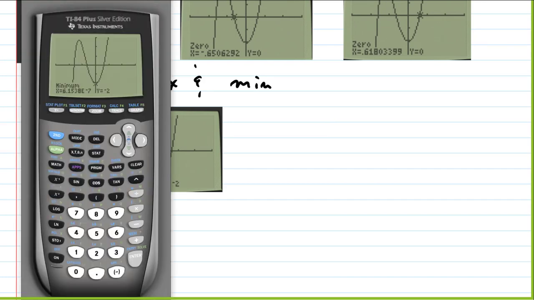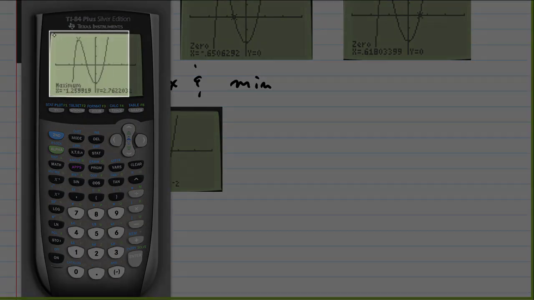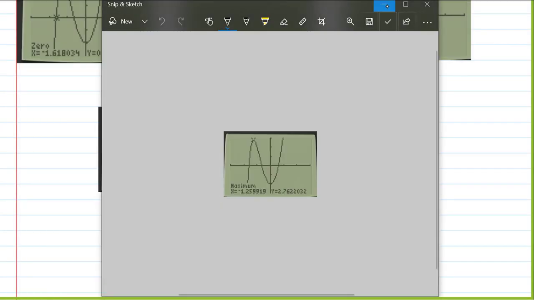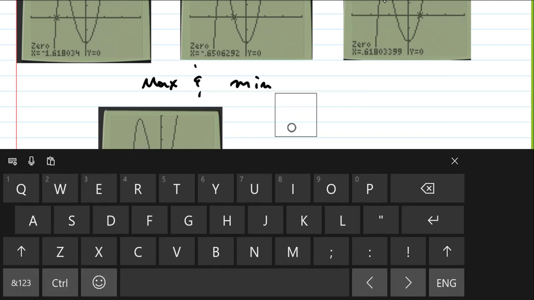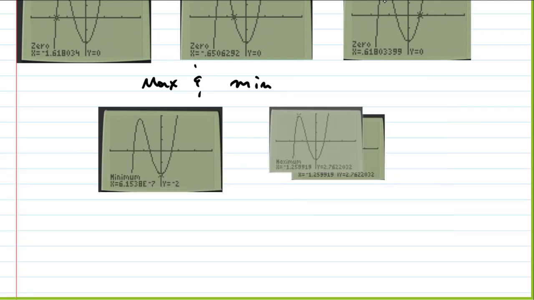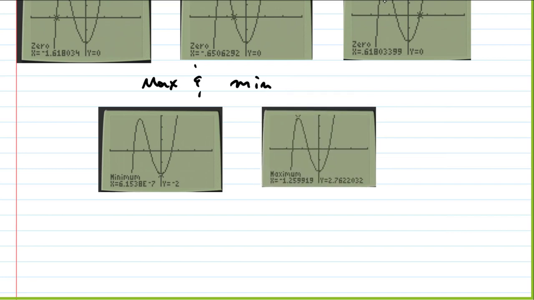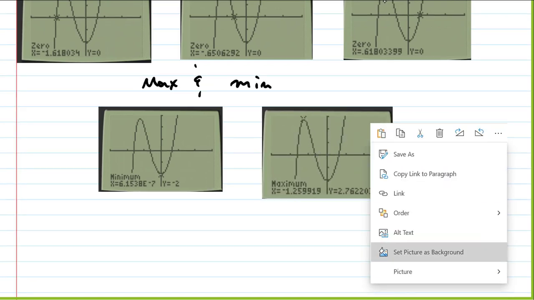And then we need to find our max, so we go second, calculate. This time, choice number 4 for maximum. Once again, we need to get to the left, so we're going to press our left arrow a bunch of times. Okay, I'm finally to the left, and it says move to the right, so I move over to the right. There we go. And then I move back and guess, hit enter. And we get our max and our min.